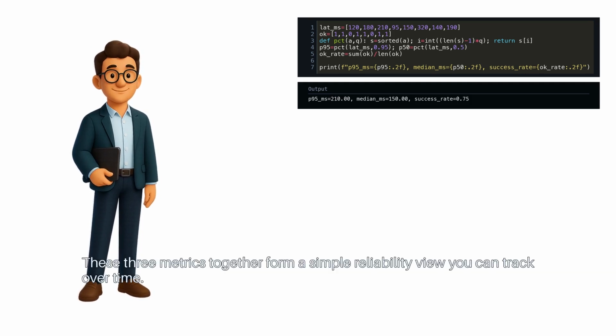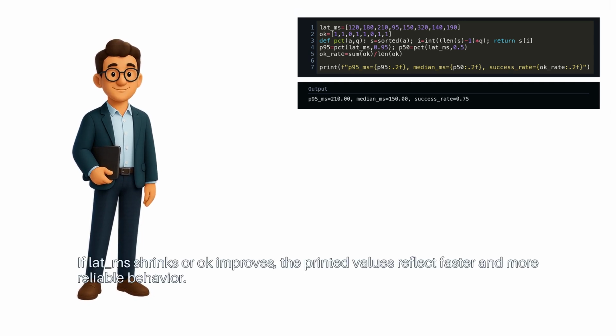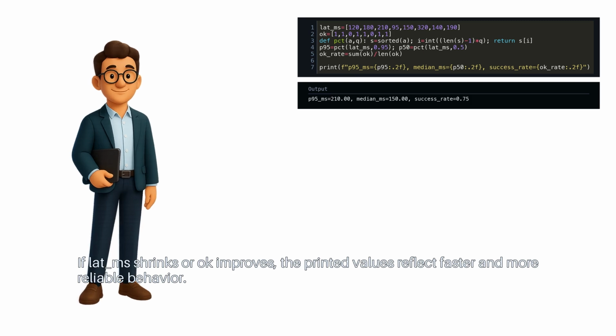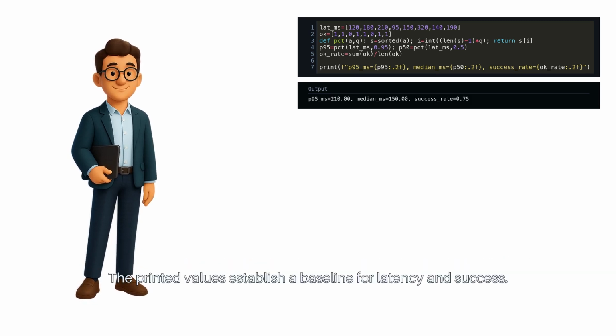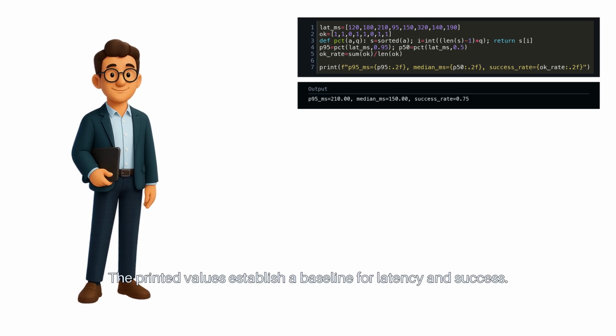These 3 metrics together form a simple reliability view you can track over time. If lat_ms shrinks or OK improves, the printed values reflect faster and more reliable behavior. The printed values establish a baseline for latency and success.